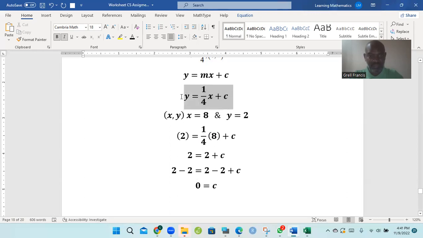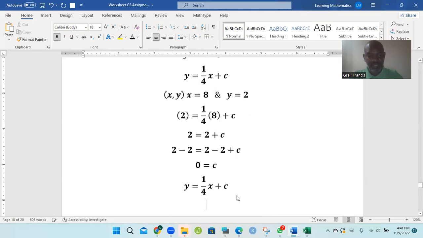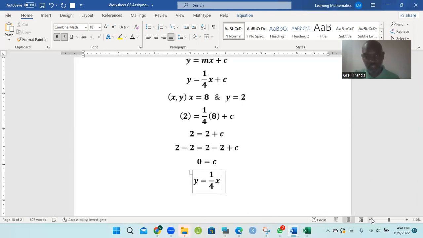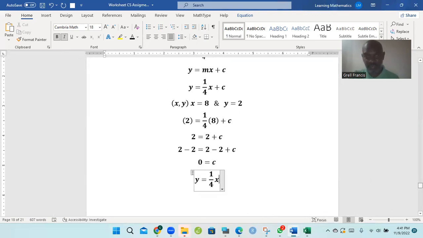So therefore the equation of the line is y is equal to 1/4 x. You could put plus 0, and you normally see that happening, but it's not necessary. So that's the equation. y is equal to 1/4 x, and the line is passing through the origin.